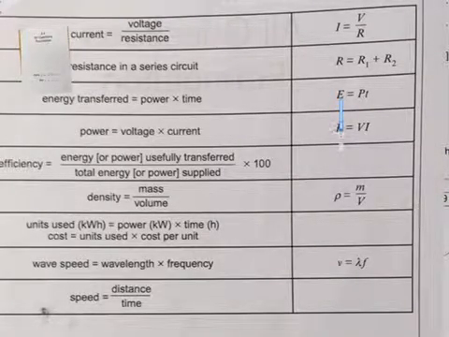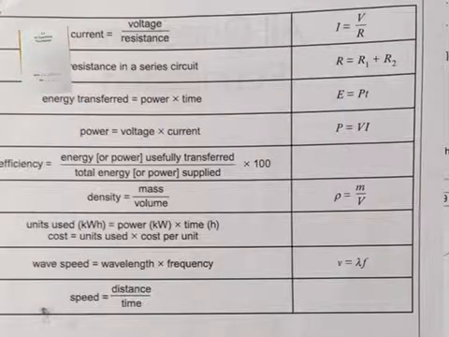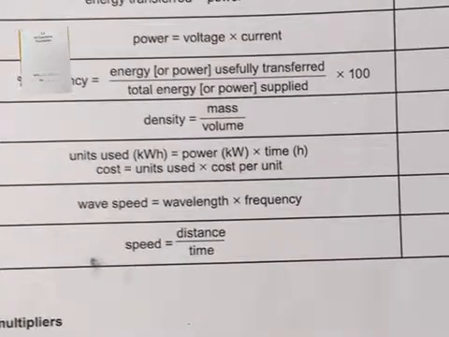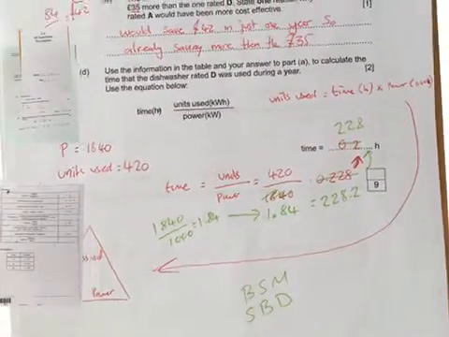Just out of interest, this is exactly the same equation as E equals PT, like power times time, only this time is in seconds, power is just in watts, and your energy transferred is in joules. Whereas when they use it for electricity, we don't use joules, we use kilowatt hours. Your power goes to kilowatts and your time goes to hours because we're dealing with such big numbers. So it's giving you the equation there.